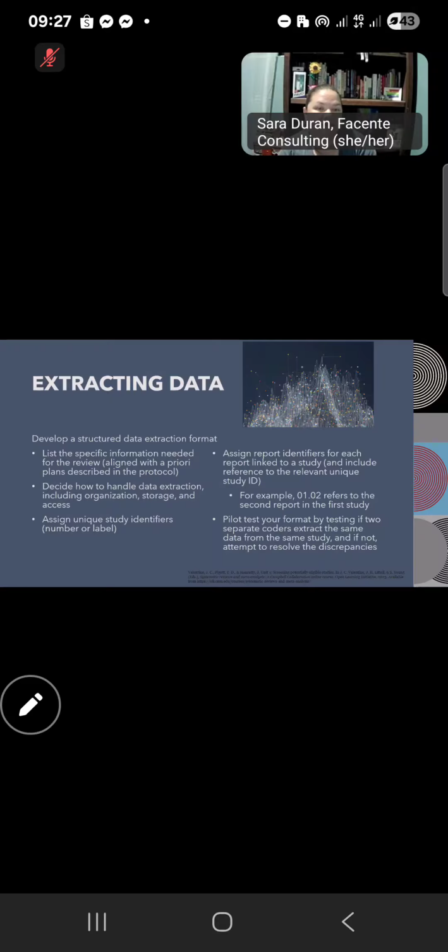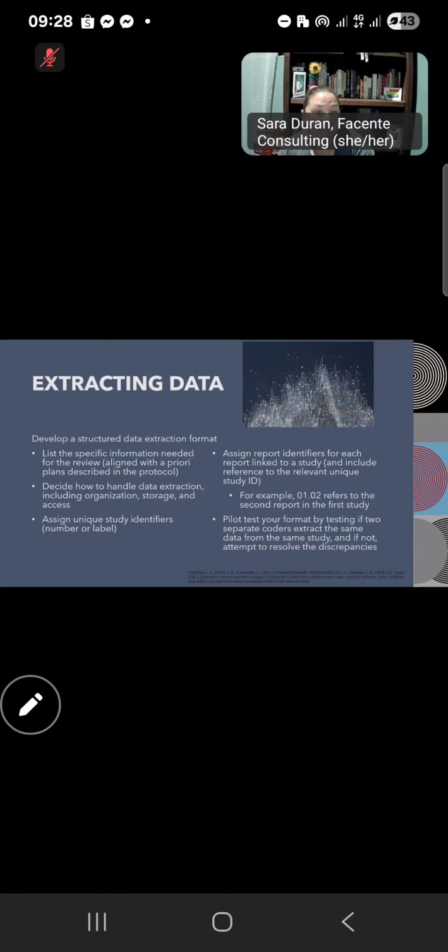The first step is to develop a structured data extraction format. This can be a spreadsheet, a form, a database, whatever works best for you and your team. But really the key is consistency and having this structured format. You'll want to list exactly what information you plan to collect for your review. And this list should really align with your plans, meaning it should reflect what you described in your protocol, for example, your PICOS framework, your outcomes of interest, and any subgroup variables.